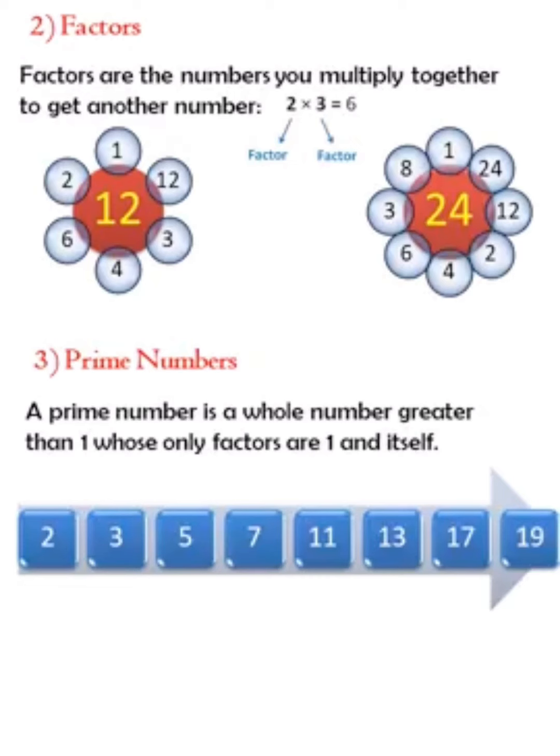So a prime number is a whole number greater than 1 that has only two factors, 1 and the number itself. 1 isn't a prime number because 1 has only one factor. But 2, 3, 5, 7, 11, 13, 17, 19, all of these numbers are prime numbers, and so on.